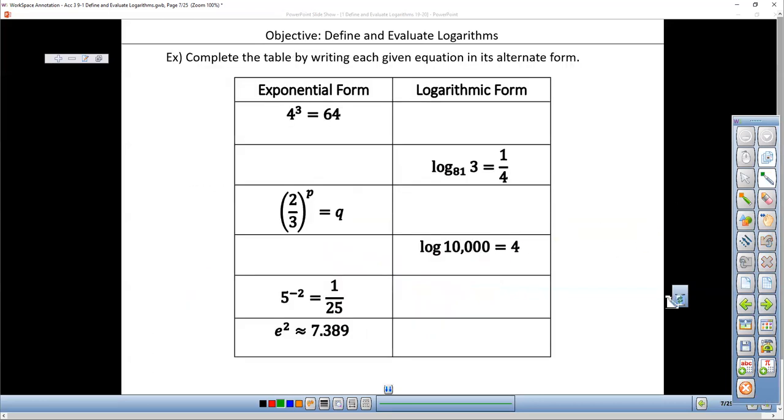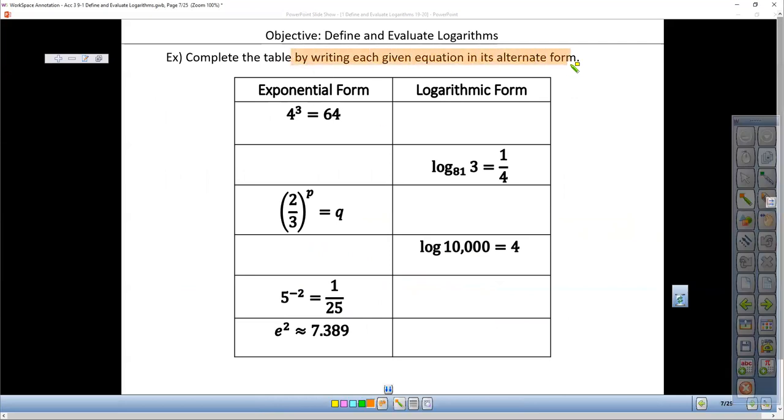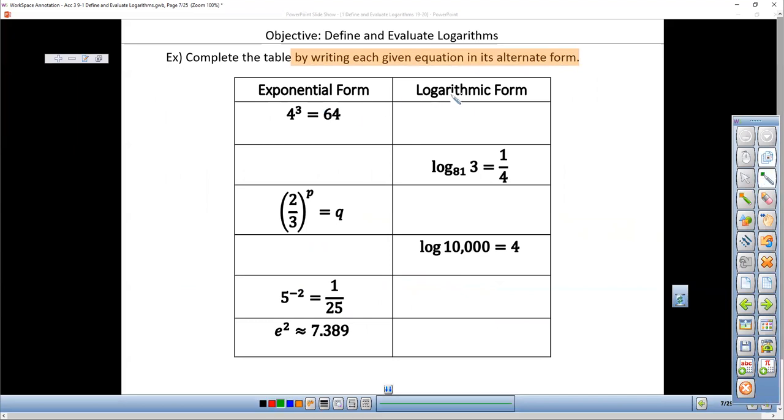All right, so here we're going to look at some problems where our job is to complete this table by writing each given equation in its alternate form. So we'll be given either exponential or logarithmic form and have to rewrite it in its alternate form. So here we have exponential form, 4 to the third power equals 64. So what I recommend you do first is identify your exponent, which would be our 3, and then identify your base, which would be the 4.